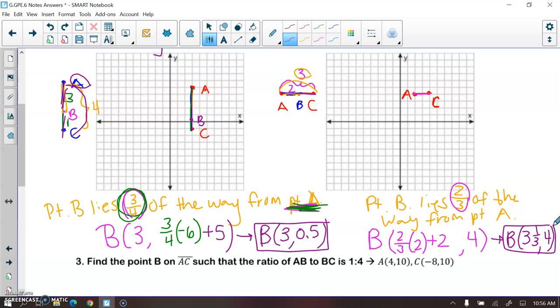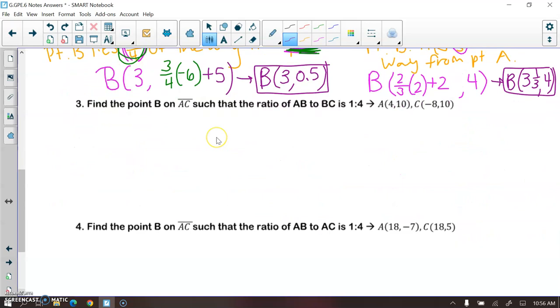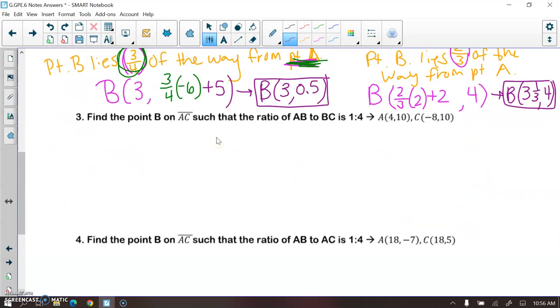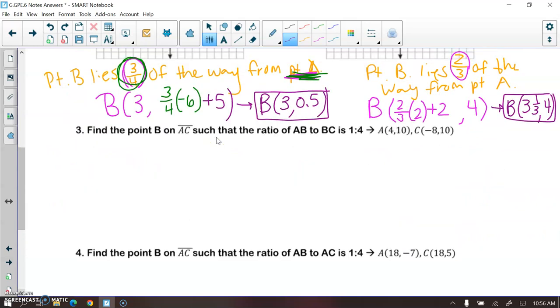You don't have to graph it on the graph. If you want to, that's fine. It would be about there. Great. So number 3 and 4 we're doing without a graph, but it's the same process.